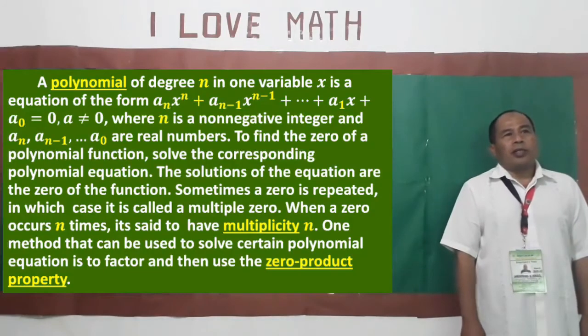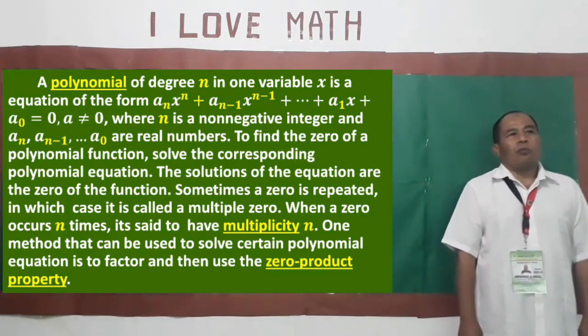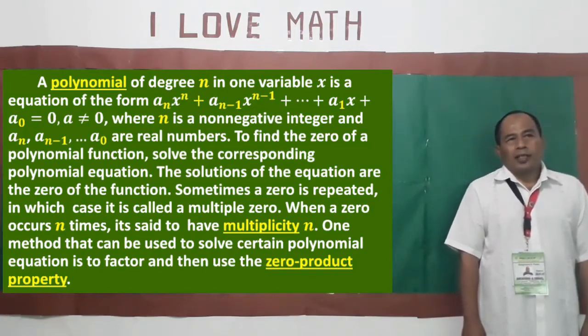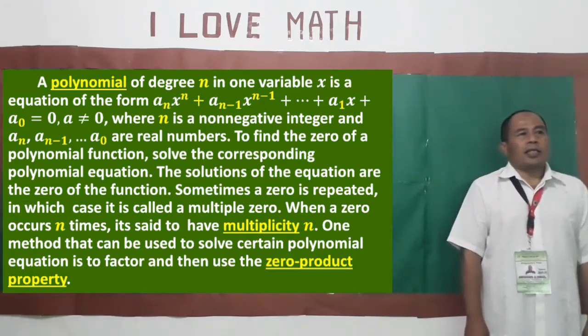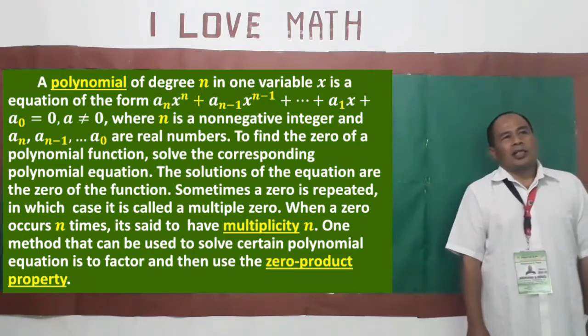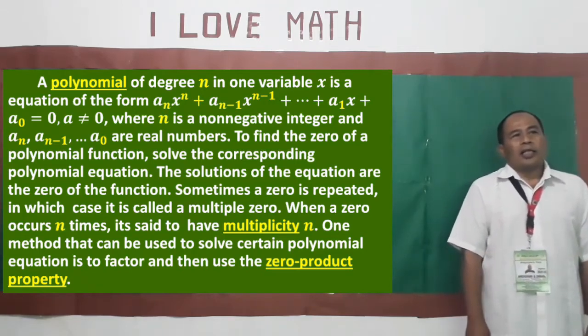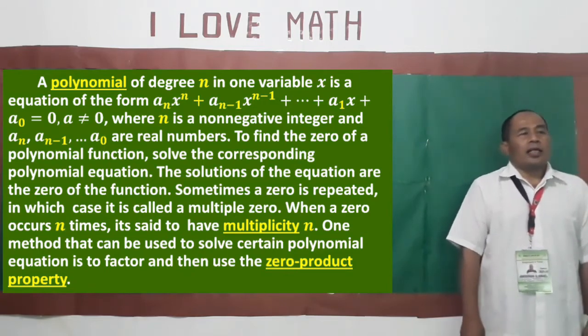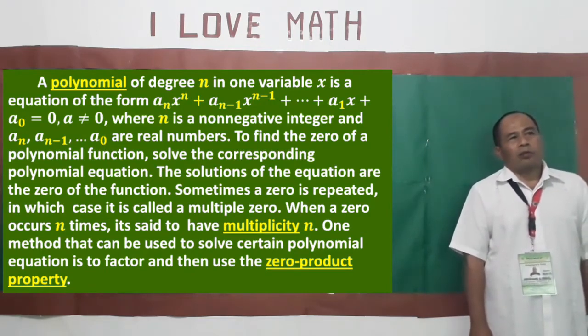A polynomial of degree n in one variable x is an equation of the form a sub n times x to the power of n plus a sub n minus 1 times x to the power of n minus 1 plus ... plus a sub 1 x plus a sub 0 equal to 0, where a sub n does not equal 0, n is a non-negative integer, and a sub n, a sub n minus 1, and a sub 0 are real numbers.